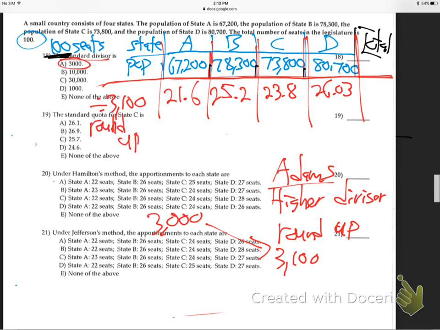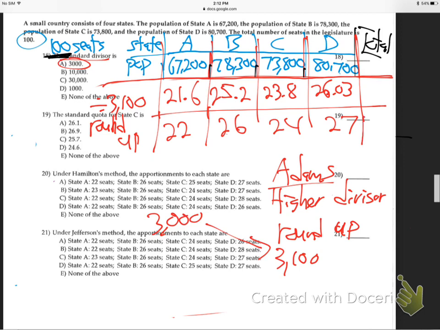Jefferson said round them all down. Adams said round them all up. So that'd be 22, 26. Even the 25.2 goes up. Everything goes up. 24, and even 26.03 goes up to 27. And that's, I don't know, what is that? 99, we're close. That's 99 seats. We're supposed to get 100. So we're too low.